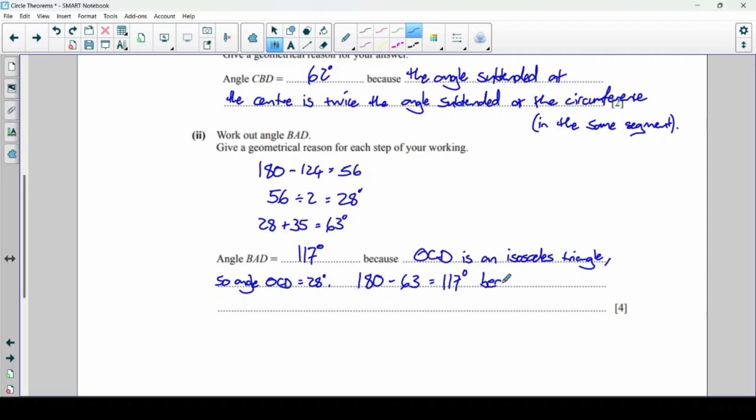And that's because opposite angles in a cyclic quadrilateral sum to 180 degrees. That should be enough for the 4 marks.